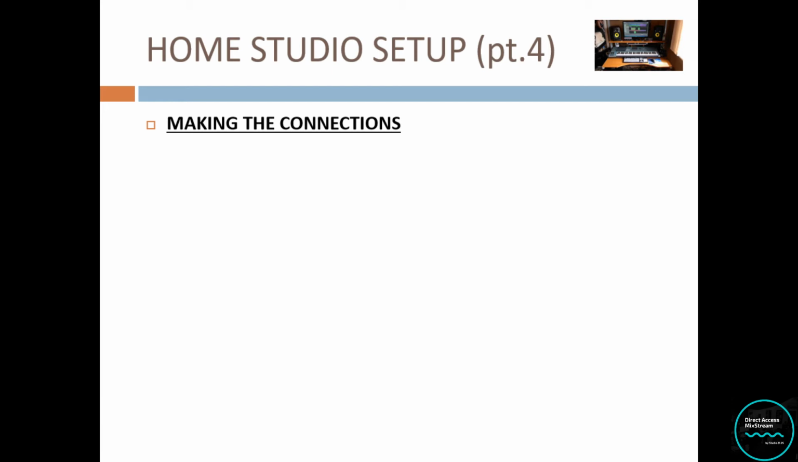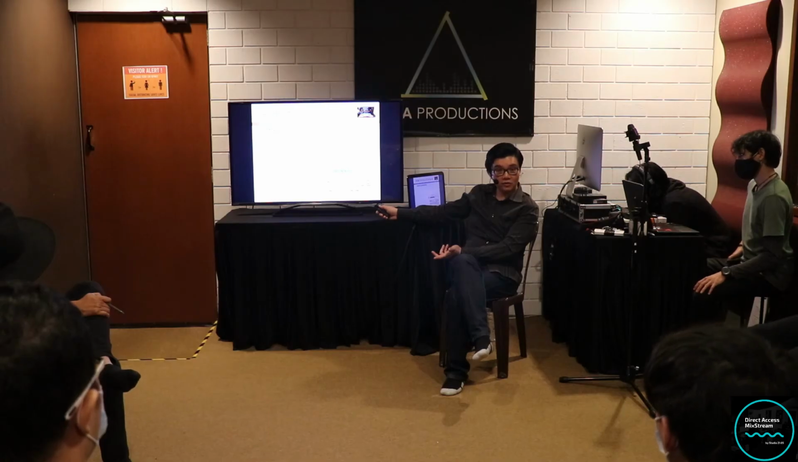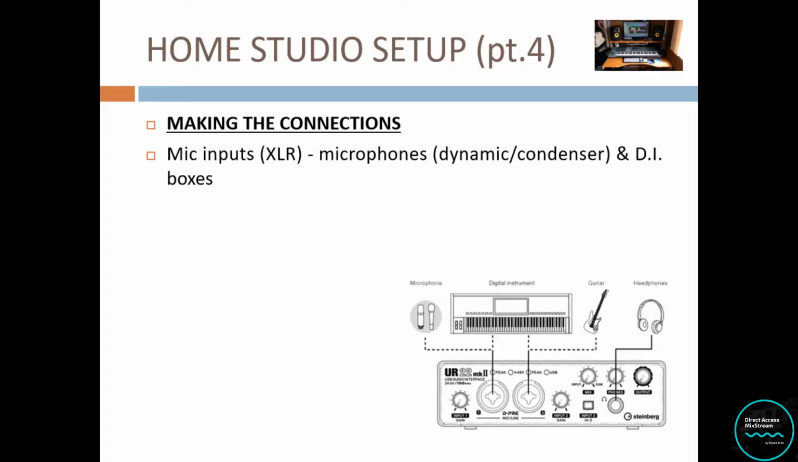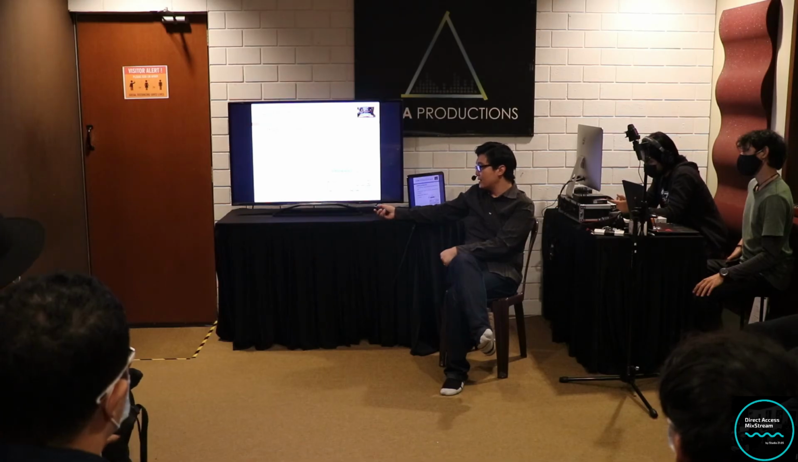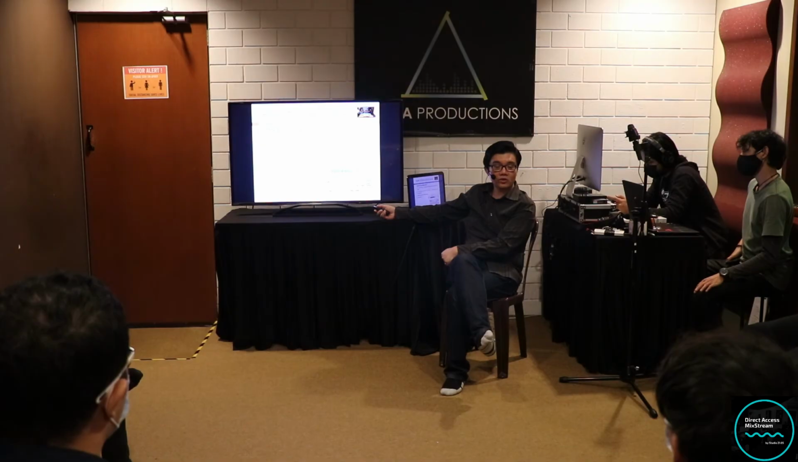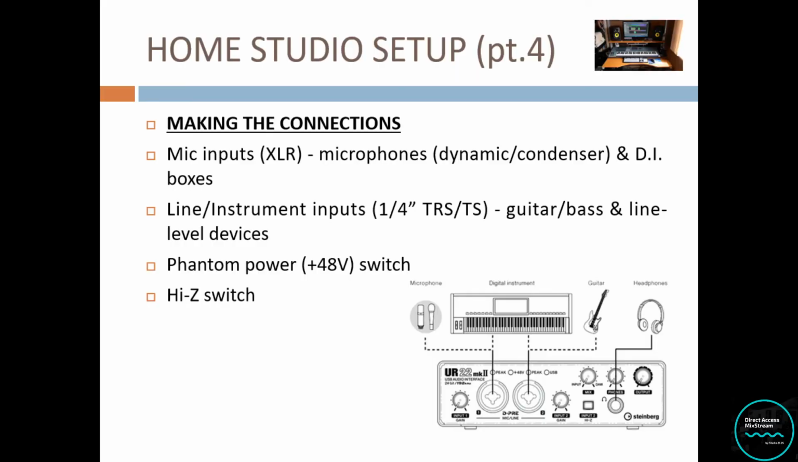So going back again to an earlier topic, the signal flow, which was one of the previous weeks. You have your mic inputs, your mics, your DIs, your line level inputs. Usually these are all your quarter-inch TRS or TS for your guitars, bass, and line level devices, for example, maybe a keyboard, okay? Your phantom power, be aware whether your inputs have phantom power or not. Most of them will have, and some interfaces will also have what we call the high Z. High Z is the high impedance switch. This means that you can directly plug in your guitar or bass into it.